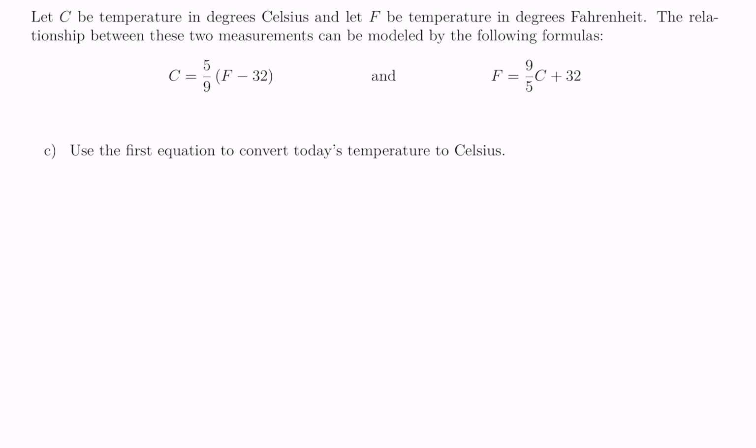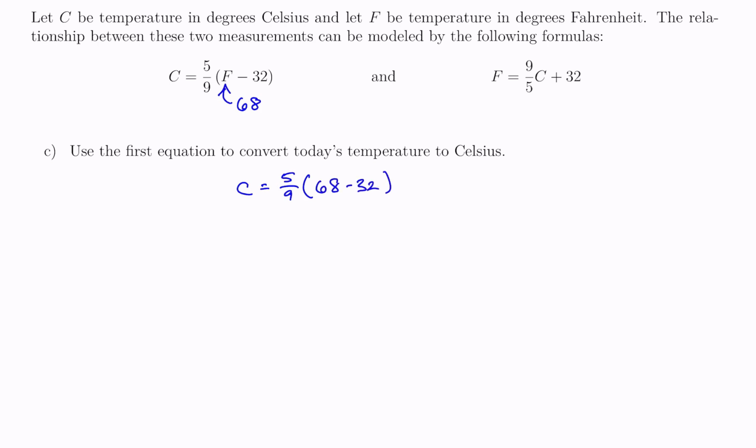In part C of this example, we want to use the first equation to convert today's temperature, which would be in degrees Fahrenheit because we're in Portland, Oregon, to a temperature in degrees Celsius. When I look at a temperature report, it's telling me that the temperature outside right now is 68 degrees Fahrenheit. So we're going to be substituting 68 in for the F in the formula. So that will give us the equation C equals 5/9 times the quantity 68 minus 32.